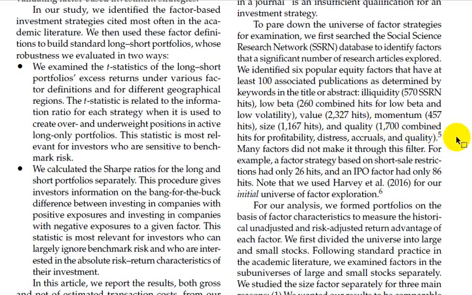So the authors are curious to know which factors are most robust that's been found in the literature. So they searched the SSRN for the most papers related to factors, and they found the illiquidity, low beta, value, momentum, size, and quality factors. And so here they've gone back and performed robustness tests for each of those factors over a number of years.